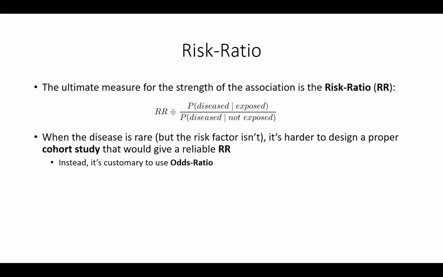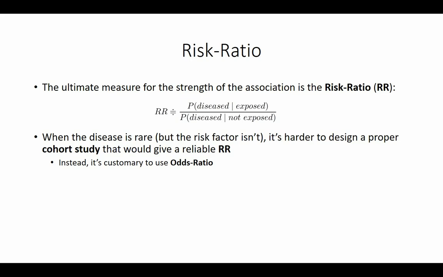So it's quite intuitive. What it essentially means is how much more likely you are to have the disease given that you are exposed than if you were not exposed. For example, in the case of lung cancer and smoking, a risk ratio of 3 would say that if you smoke, you're 3 times more likely to have cancer, which is very intuitive. So it's a very nice measure.